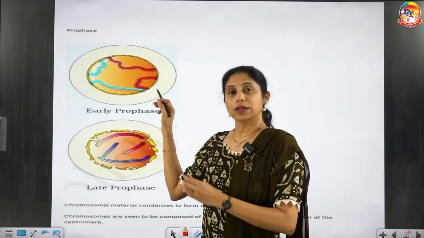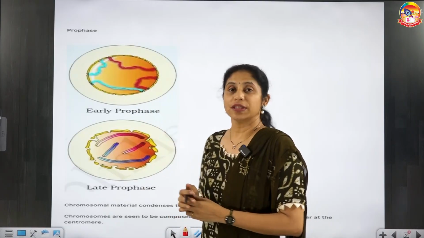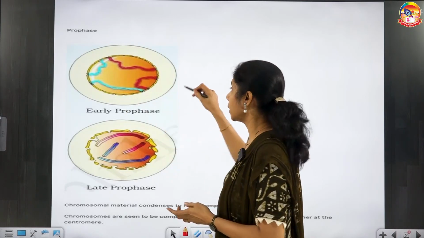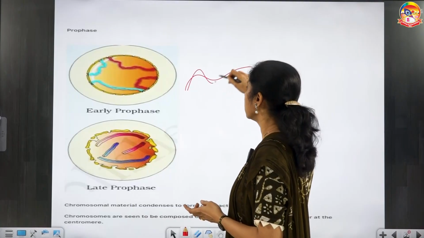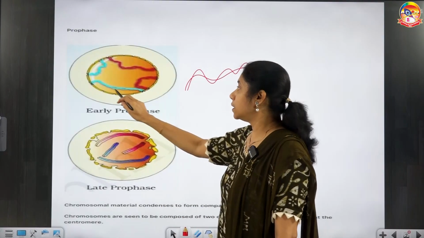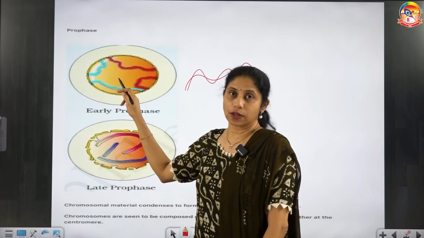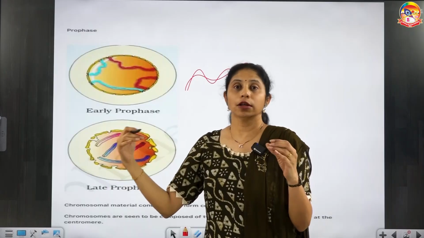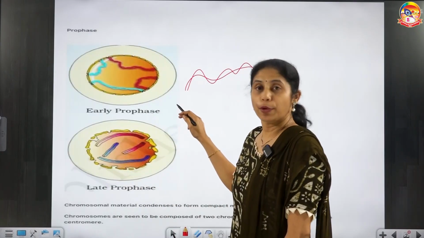You cannot see this clearly. The chromosome actually has two chromatids. The blue one actually has two chromatids, which are intercoiled or intertwined. They are intertwined and you can't see the chromatids separately in this stage. So when you can see the chromatin material, which is intertwined, that is nothing but early prophase.